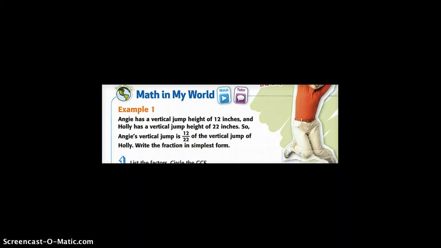Angie has a vertical jump height of 12 inches, and Holly has a vertical jump height of 22 inches. So Angie's vertical jump is 12/22 of the vertical jump of Holly. Write the fraction in simplest form. So basically what this problem is asking us to do is look at this fraction and not change the quantity of it. It's still going to equal 12/22, but we're going to represent that number with smaller numbers.